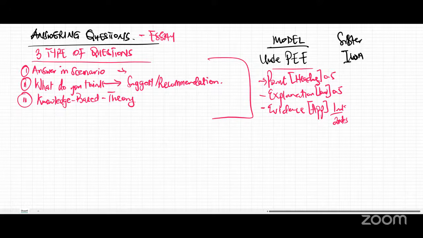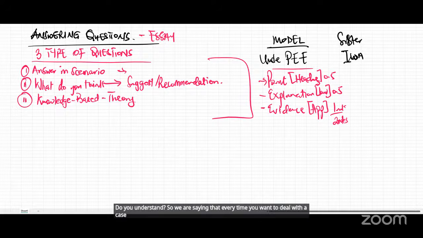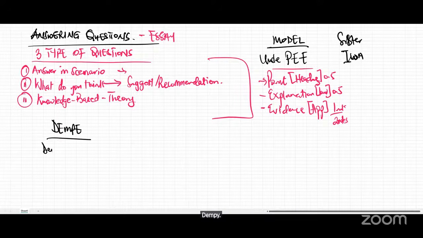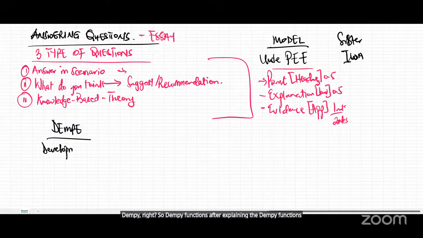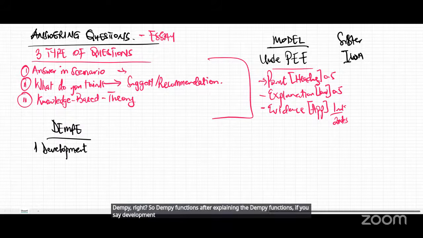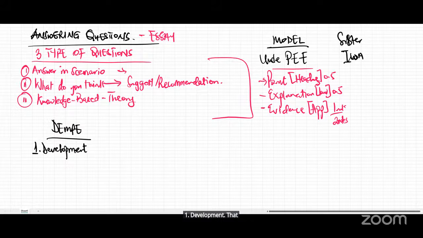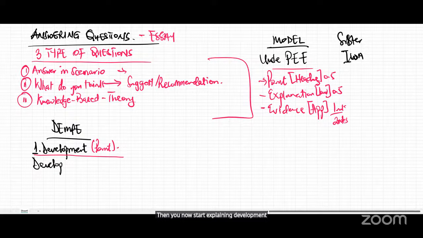Do you understand? So every time you want to deal with a case, let's say you are taking DEMPI functions. After explaining the DEMPI functions, if you say development, that is your point. Does it make sense? Nice heading. Underline it. Then you now start explaining development.